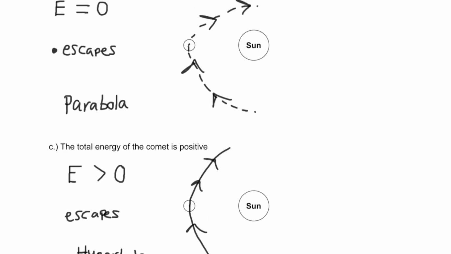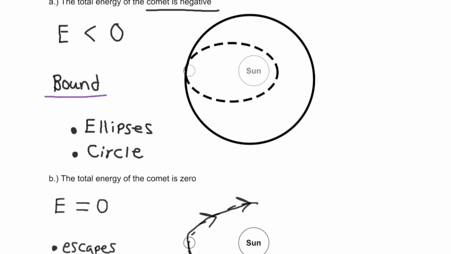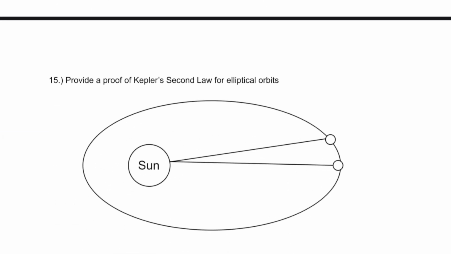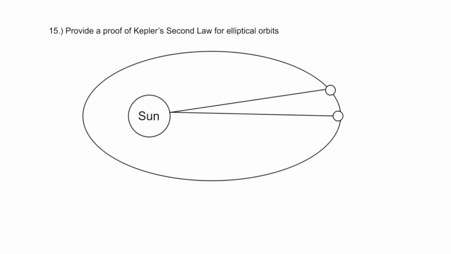Sort of like that. And there's our possible orbits. So they are actually just the conic sections. It's just if you're bound, it's a circle or an ellipse, and if you escape, it's a hyperbola or a parabola. Okay, onto the second law.